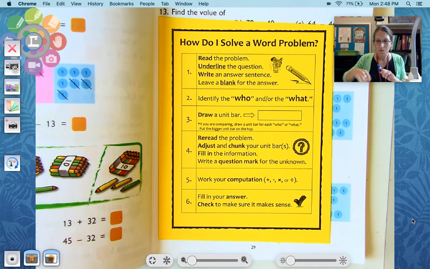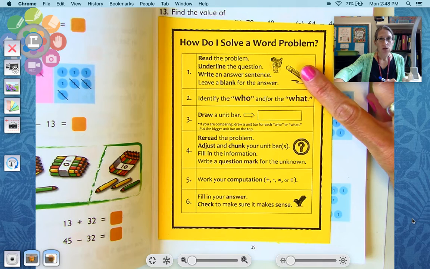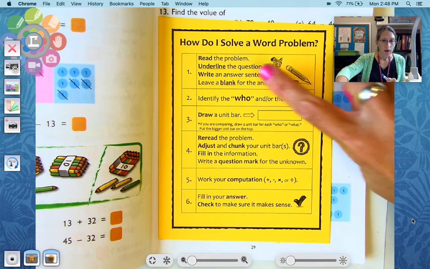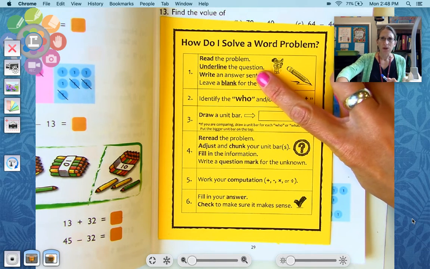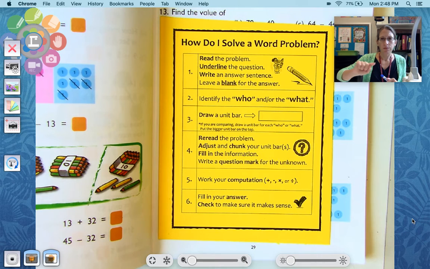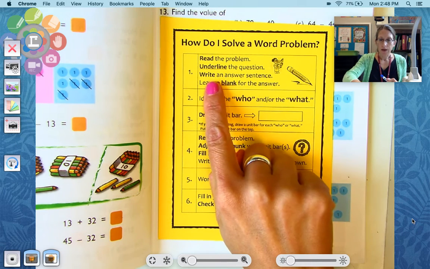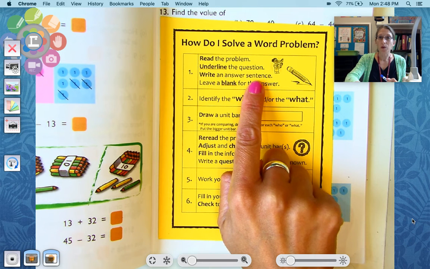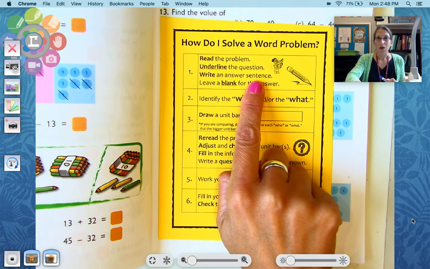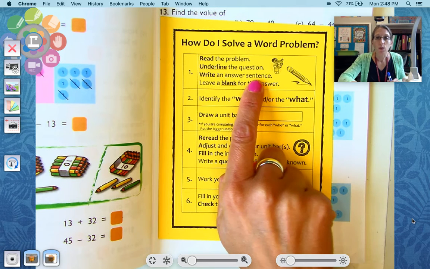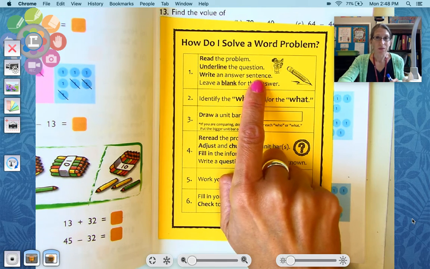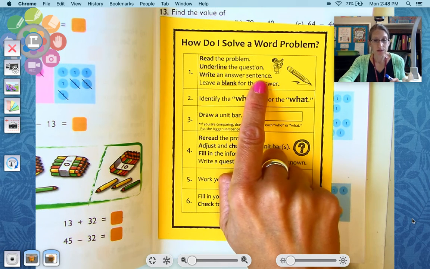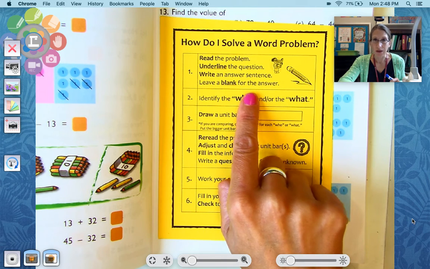All right, so we are definitely going to read the problem. I'm not sure if we're going to underline the question yet. Maybe we can just do that with our finger. We could do that in our workbook, but not in our textbook. And then we're going to work towards writing an answer sentence. A lot of times in our workbook, they give us the answer sentence so that we don't have to write it. But we will definitely work towards that. So by the end of 2nd grade, we'll be writing our own answer sentences. And we're going to leave a blank for the answer.